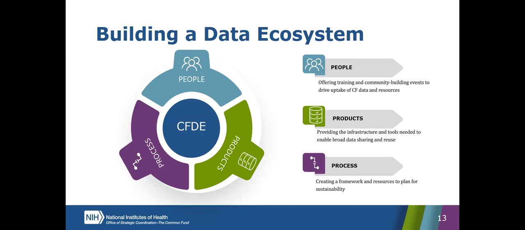Okay, so how are we building the data ecosystem in phase 2? An ecosystem is defined as a biological community of interacting organisms and a physical environment. I think the most important part of any ecosystem is the people. So one of the things that we're really going to be focusing on in phase 2 is raising awareness for CFDE among the community, and the great resources that we have to provide that will help users make use of Common Fund data.